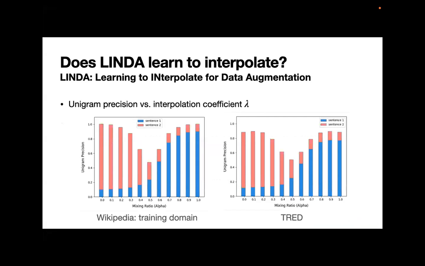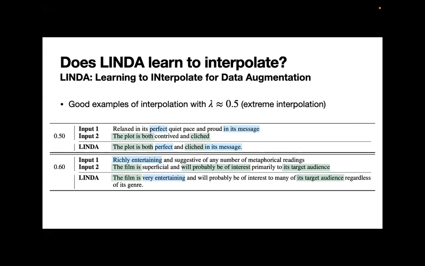So does it actually learn to interpolate? The answer is yes, but these are boring. So I'm going to show you some good examples and some horrible examples. These are some good examples. We trained this model on Wikipedia. We start with the pre-trained BART, and then we fine-tuned it to learn to interpolate on Wikipedia, and then we're testing on the movie reviews. And we're doing some extreme interpolation, like in the middle kind of thing, right? So there was a question earlier.